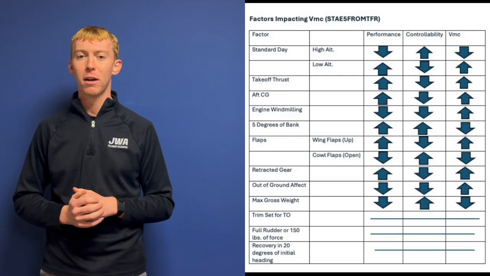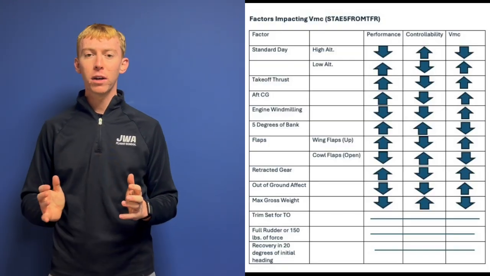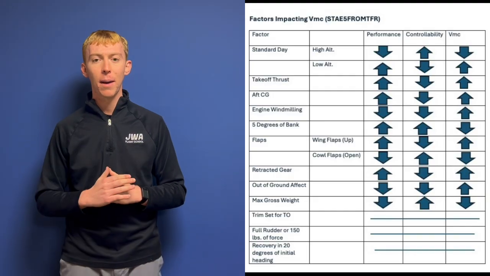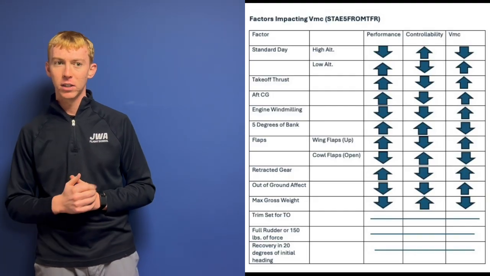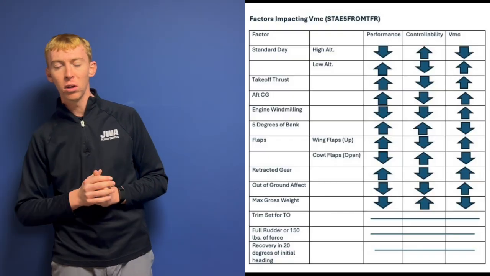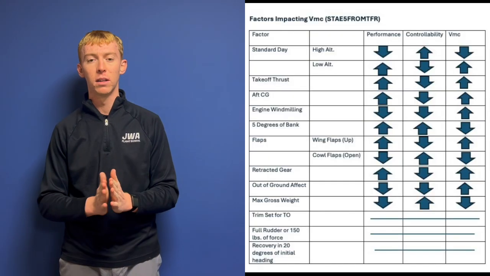Now, the last 3 sections, as you can see in your book, is trim set for takeoff, full rudder or 150 pounds of force, and recovery within 20 degrees of the initial heading. Now, these are all standards that are set by the FAA. Trim must be set for takeoff. We can apply full rudder, 150 pounds of force to maintain directional control, and we're recovering within 20 degrees of the initial heading.